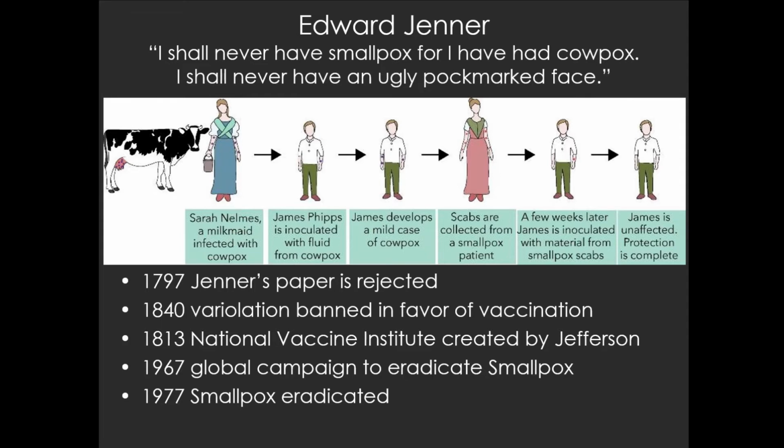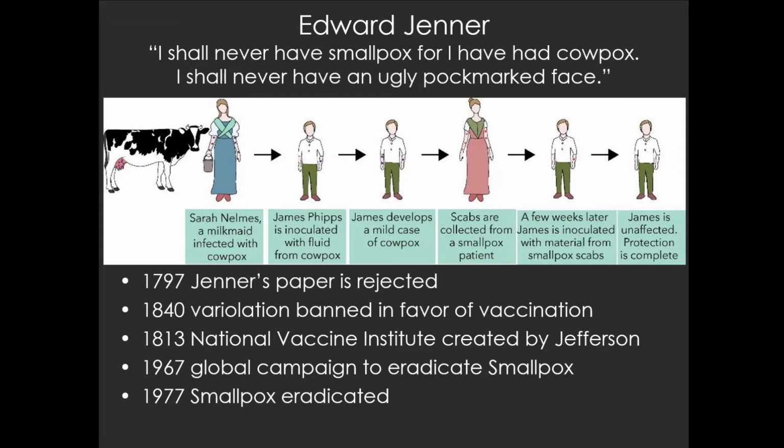So Jenner was very excited about this. He published his findings in 1797, and his paper was rejected. But very quickly it caught on because by 1840, the process of variolation, which included the intentional inoculation of a person with smallpox, was banned in favor of what Edward Jenner called vaccination.